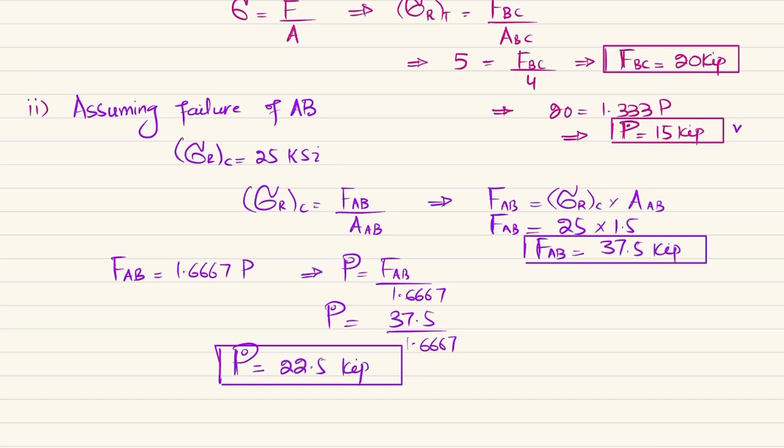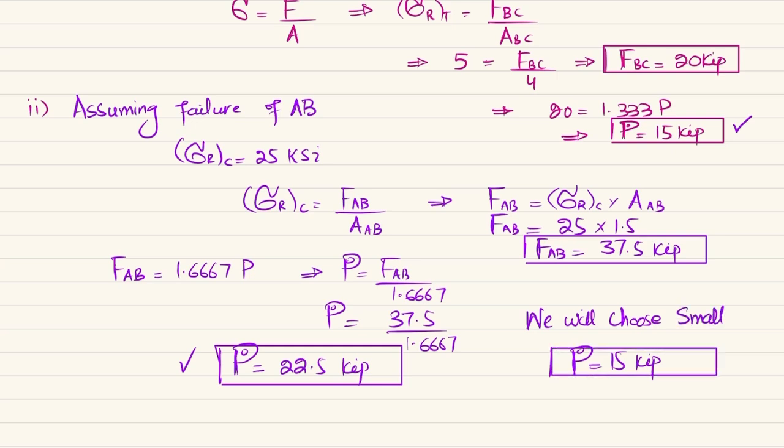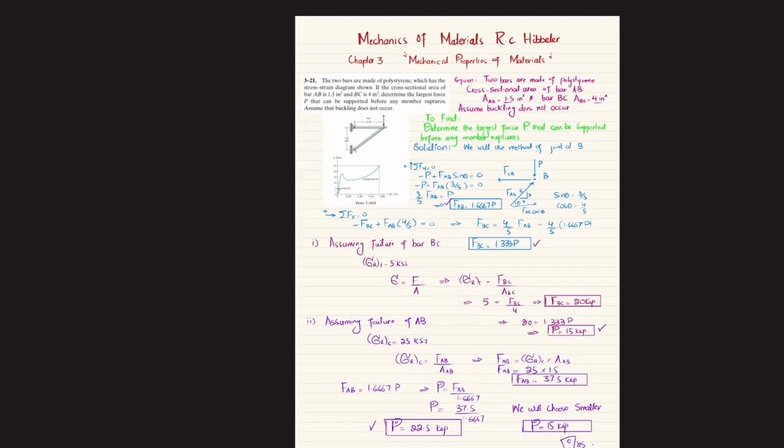Now we have two values, one is this one, another one is this one. So we will choose the largest load that can be applied on this system. P will be equal to 15 kips, because this will be the safer load. So we will choose the smaller one, and that is the largest load that can be applied on the system. So this was all about this problem 3-21.